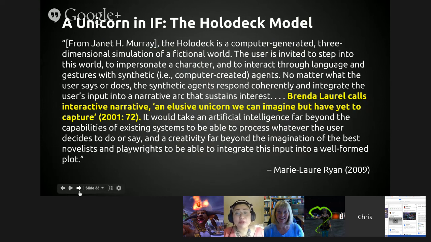So she says, the holodeck is a computer-generated three-dimensional simulation of a fictional world. The user is invited to step into this world, to impersonate a character, and to interact through language and gestures with synthetic, computer-created agents. So we're talking back to, you know, the holodeck in Star Trek, right, where the character can walk in a fictional world. No matter what the user says or does, the synthetic agents respond coherently and integrate the user's input into a narrative arc that sustains interest. Brenda Laurel calls interactive narrative an elusive unicorn we can imagine but have yet to capture. Because what? It would take an artificial intelligence far beyond the capability of existing systems to be able to process whatever the user decides to do or say, in a creativity far beyond the imagination of the best novelists and playwrights, to be able to integrate this input into a well-formed plot.